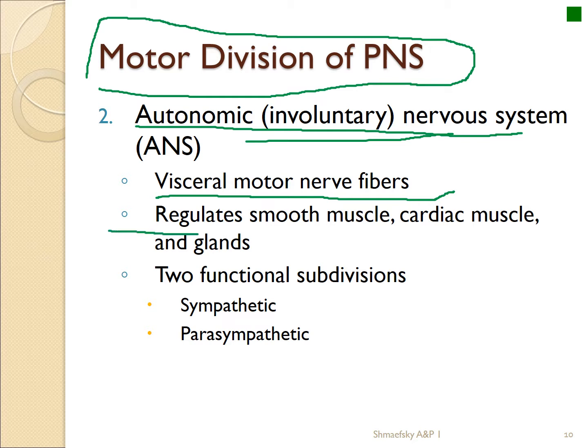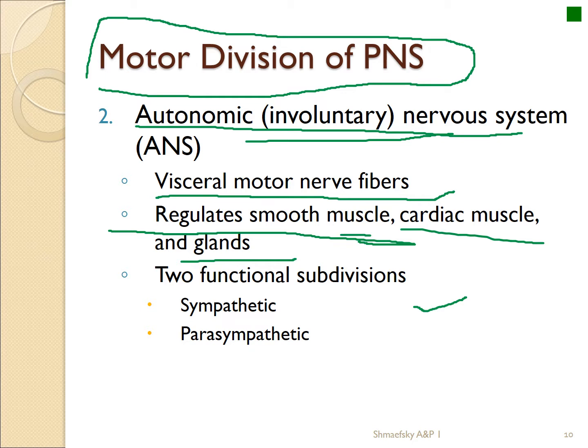So this is a system that controls smooth muscle. That means the digestive processes, the heart, your cardiac muscle, and it stimulates the secretion of glands. And there's going to be two subdivisions we're going to see of what's called the autonomic nervous system. Now think of the autonomic nervous system as output. That means information going out to the body.